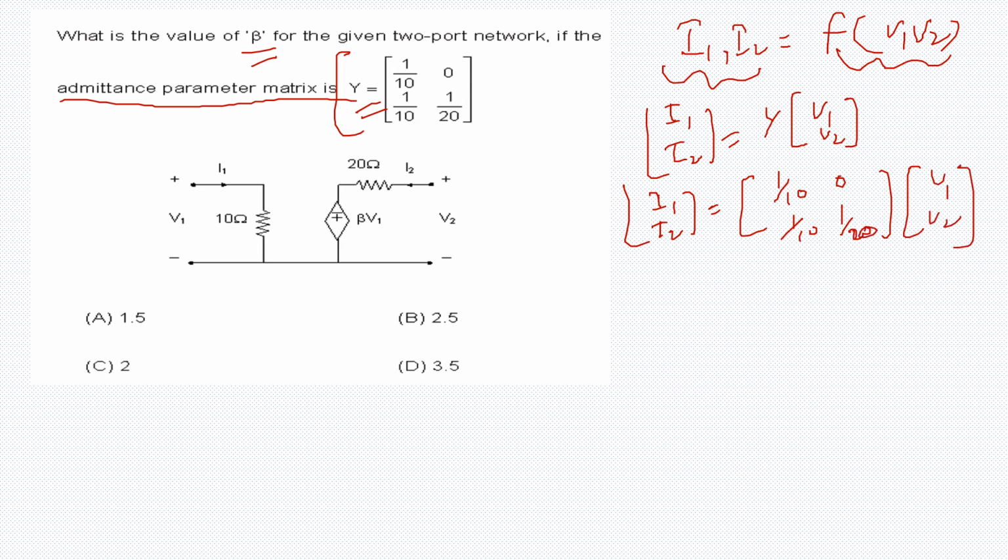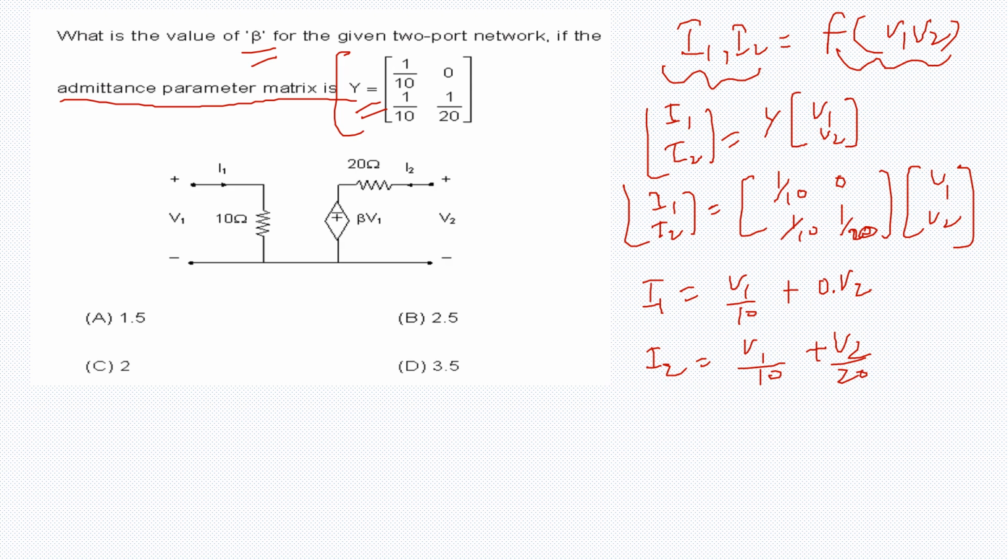So I can write my I1 and I2 in terms of V1 and V2. I1 is going to be V1/10 plus 0·V2, and I2 is going to be V1/10 plus V2/20. So I know my I1 and I2 now in terms of V1 and V2 for this Y matrix. Similarly I can write I1 and I2 in terms of V1 and V2 for this circuit, and then I can compare and get my beta.